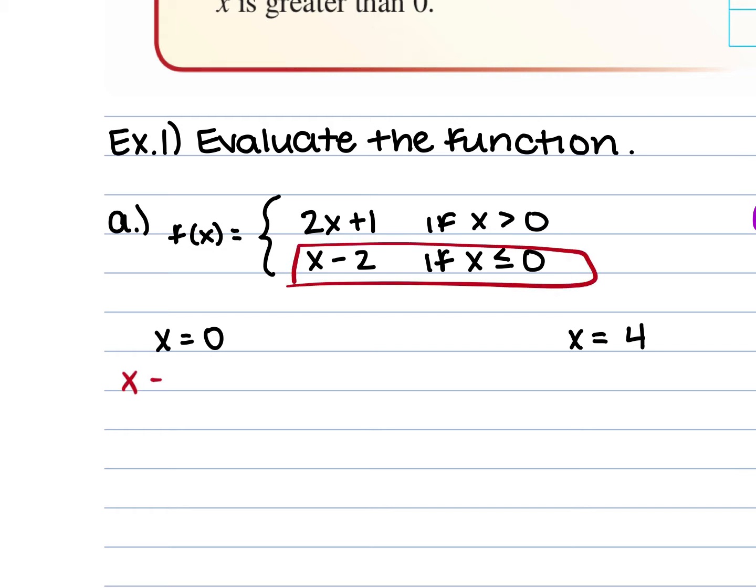So I have x minus 2. But we just plug in 0 into x, so it'd be 0 minus 2, which would be what? Negative 2. So my answer is just negative 2.